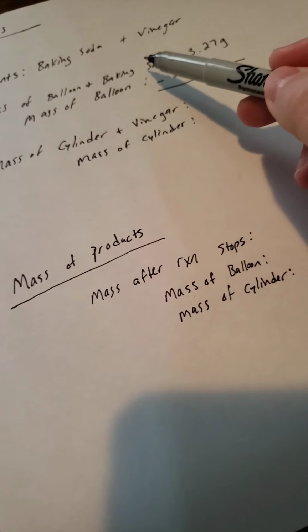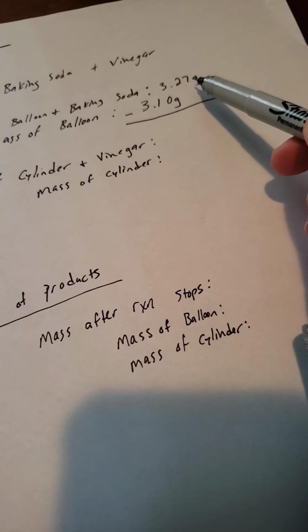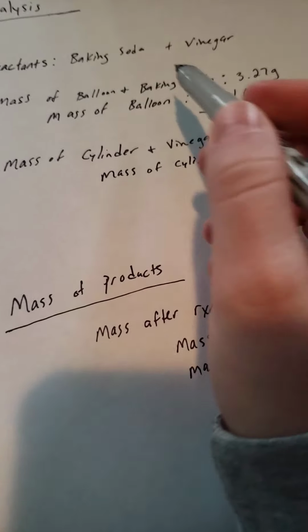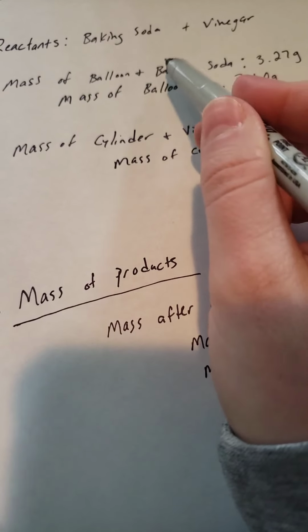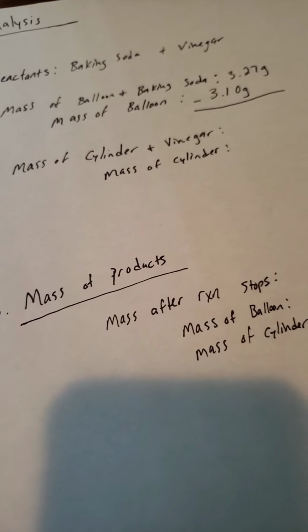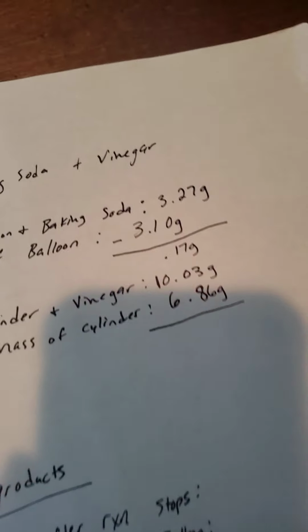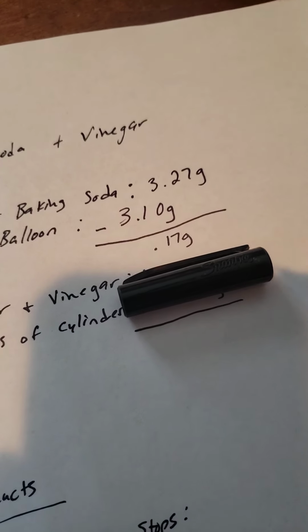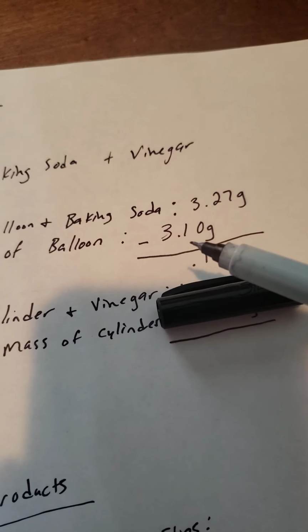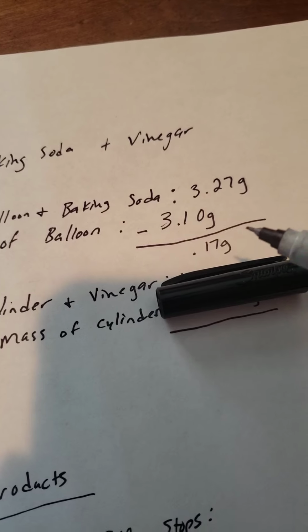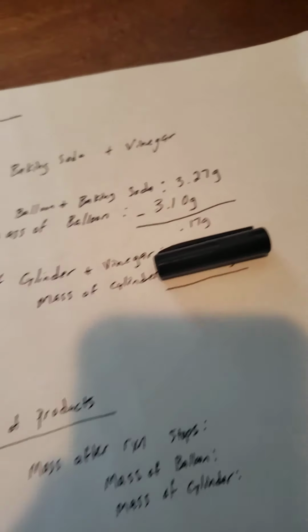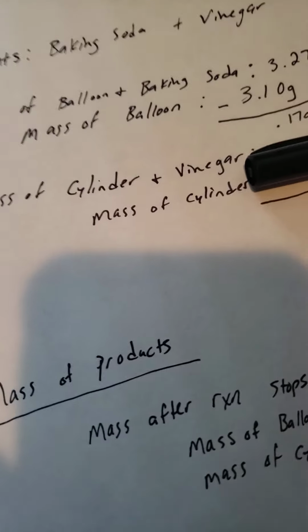So if I take this number, the mass of the balloon and the baking soda, and I subtract the mass of the balloon, it's going to leave me with just the mass of the baking soda. I kind of jumped ahead a little bit here to save us some time on this video. So we're still looking at this right now. The mass of the baking soda alone is 0.17 grams.